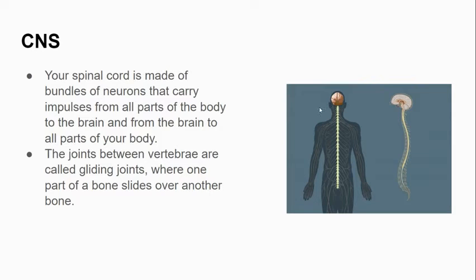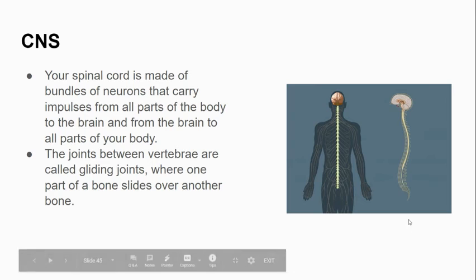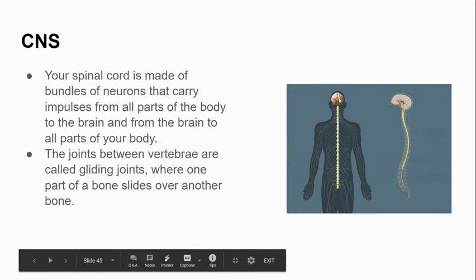Your spinal cord is made up of a bundle of neurons that carry the impulses from all parts of the body to the brain. So it carries all the information up to the brain, and from the brain to all parts of your body. So it's kind of like the information highway.